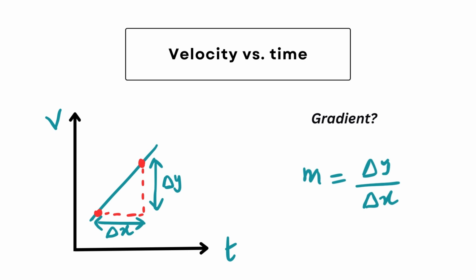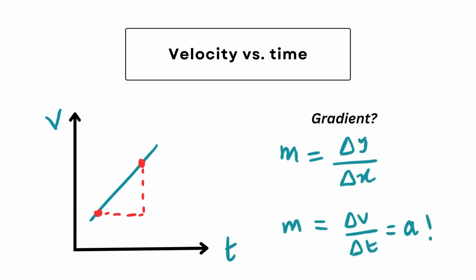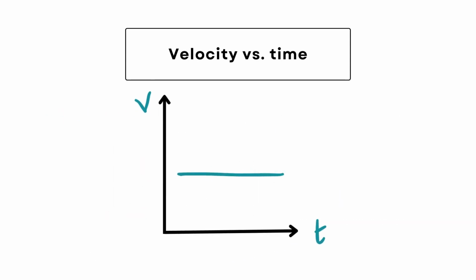This time, we have velocity on the y-axis and the usual time on the x-axis, in which case we can replace delta y with delta v and delta x with delta t. Now what we have recreated is the definition and equation for acceleration. So what we conclude here is that for a velocity versus time graph, the gradient represents its acceleration. One other feature we can look at for a velocity versus time graph is the following.